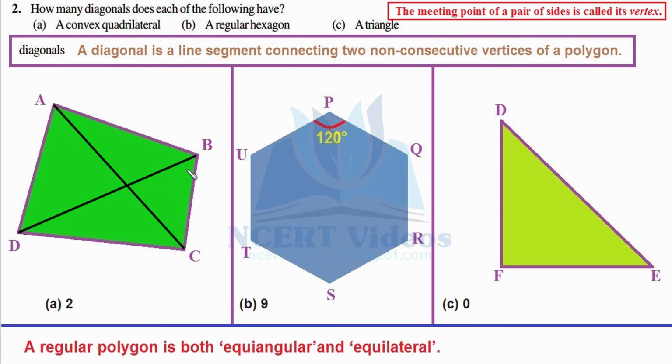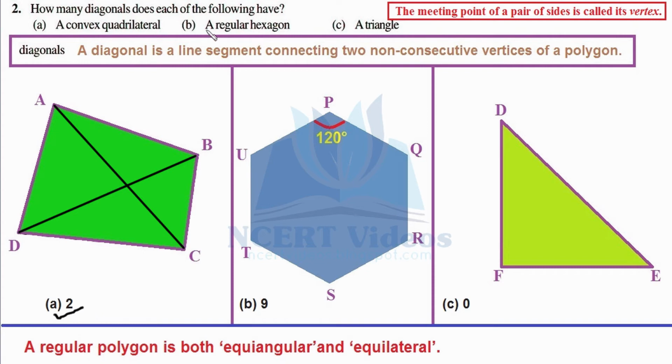Likewise, when we constructed a diagonal from point B, it touched vertex D, which is common to both these vertices, that is vertex D and vertex B. Henceforth, we can only construct two diagonals if we are given a convex quadrilateral. Therefore, 2 is the answer for A part.